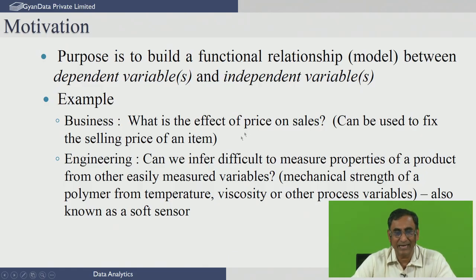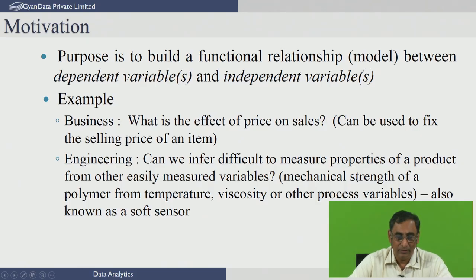Similarly, let us take an engineering example. In this case, I am looking at a problem where I am trying to measure or estimate the properties of a product, which cannot be measured directly by means of an instrument easily. However, by measuring other variables, we are trying to infer or estimate this difficult to measure property. A case in point is the mechanical strength of a polymer.